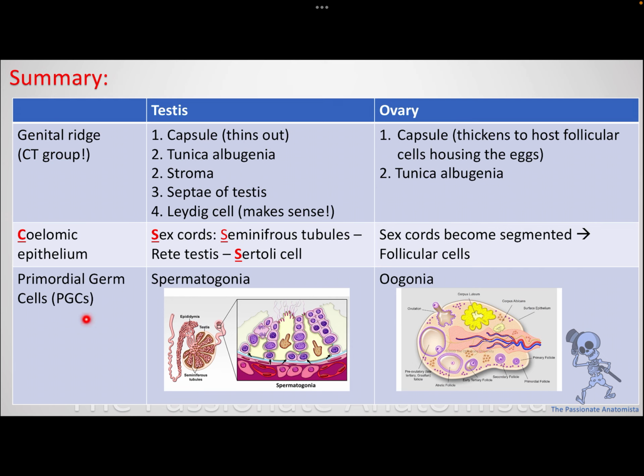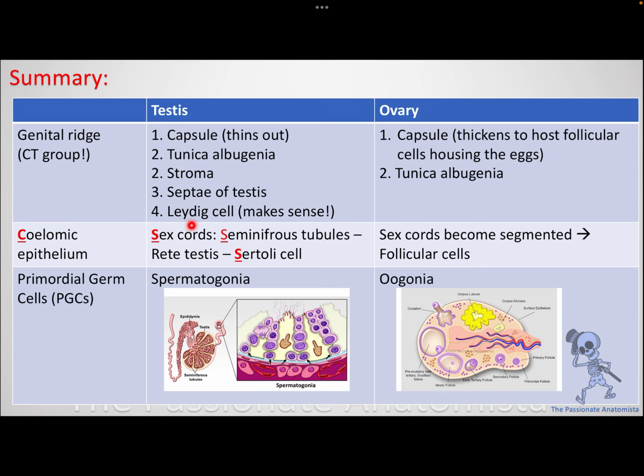So remember, this is a beautiful summary. I just made it for you guys to remember, because this is an area of a huge exam question. Remember that the genital ridge was giving you everything related to connective tissue. It was giving you the capsule, tunica albuginea, the stroma, the septa around the testis. All right, guys, so this is all connective tissue.